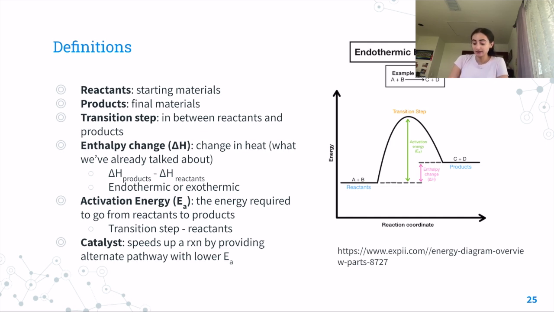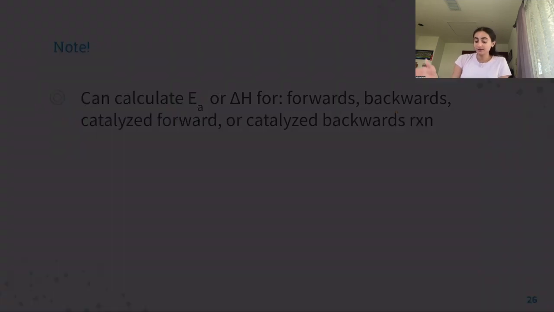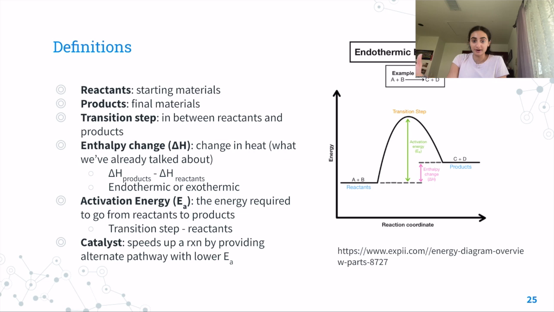Also a note that is on the next slide, you can calculate the activation energy and delta H for forwards, backwards, catalyzed, or uncatalyzed reactions. So normally reactants are on the left and products are on the right, but sometimes you might be asked for the backwards reaction, and you have to pretend that the right side is the reactants and the left side is the products. And I'll ask some of those questions as well.